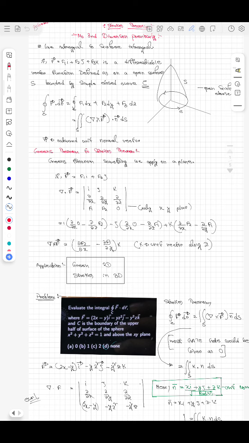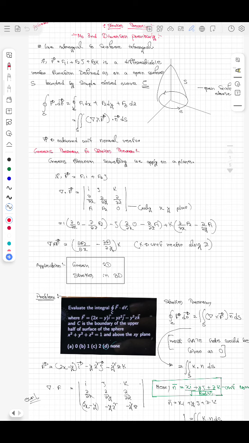Then we're taking R3, a function f, and the vector f is differentiable, f1 i and so on, and the vector is defined on the open surface. So what does that open surface mean? Let me show you, it is the part that is enclosed by the circle, and this circle here is not closed, it is open. That's why I said it is the open surface.